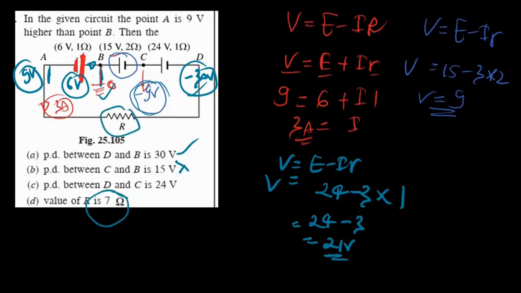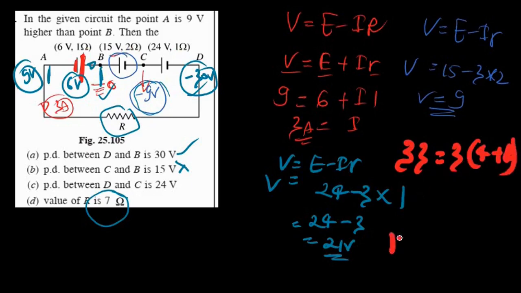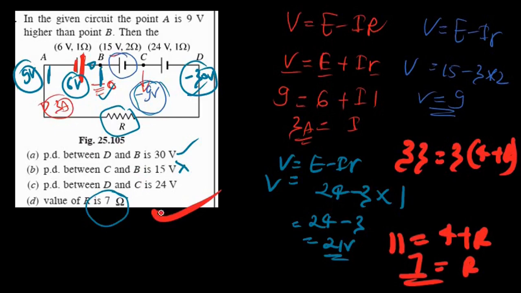So let's apply V equals IR for the entire circuit. Actually the total E has to be 15 plus 24, so it's 39 minus 6, that's 33. The total current, that we know is 3, and the total resistance is 1, 2, 3, 4 plus R, so 4 plus R, right. 11 equals 4 plus R, we are getting R equals 7. Yes, another correct answer. A and D is our answer.